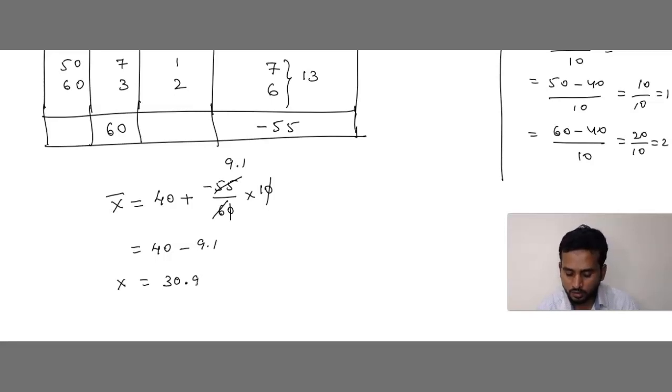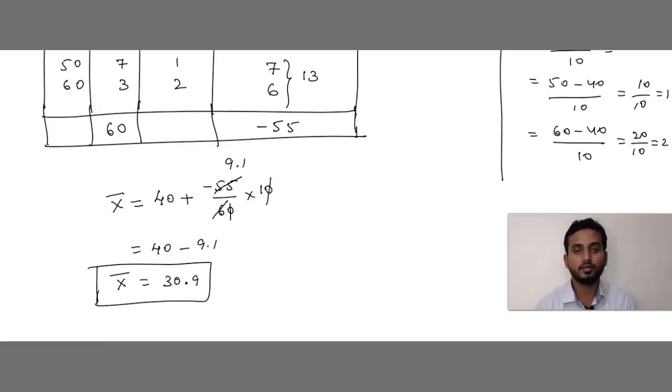30.9. So this is your X bar. Understood the procedure? Very good. I hope you have understood how to find the values of mean by using all the 3 methods. Out of these 3 methods, whichever the method is easy for you, you can follow that method. Okay. So this completes the mean topic.